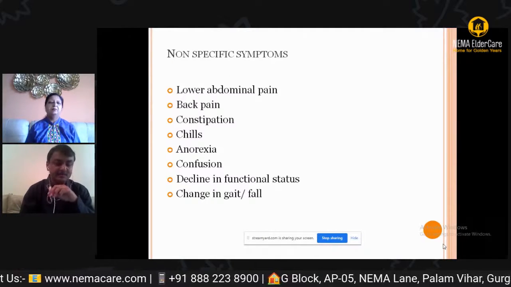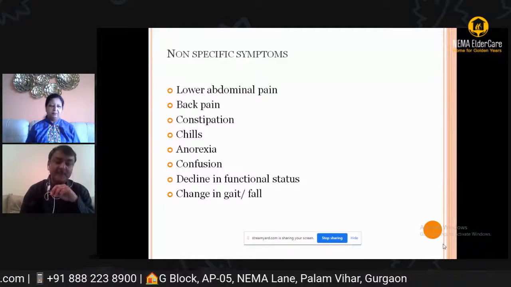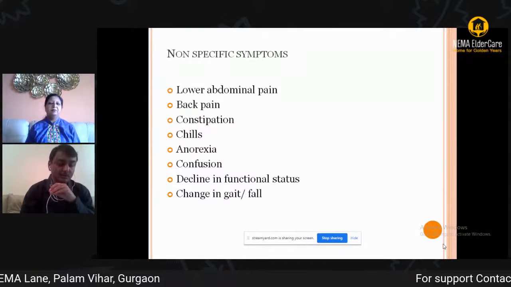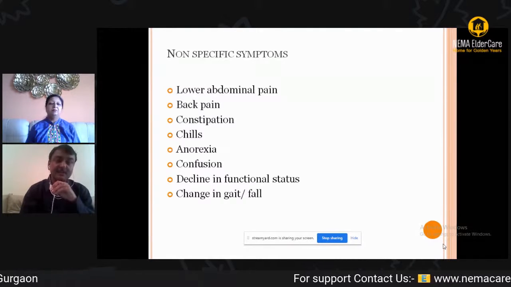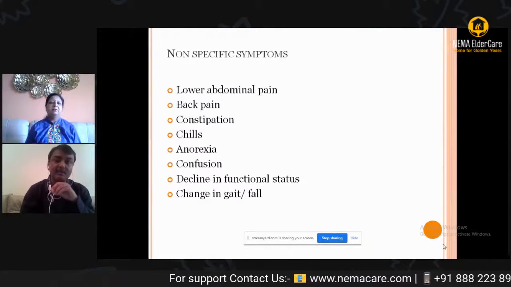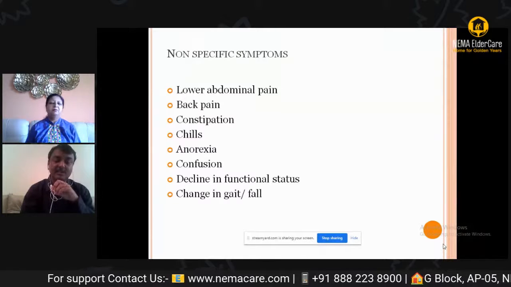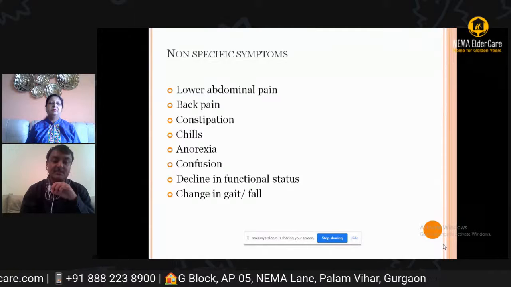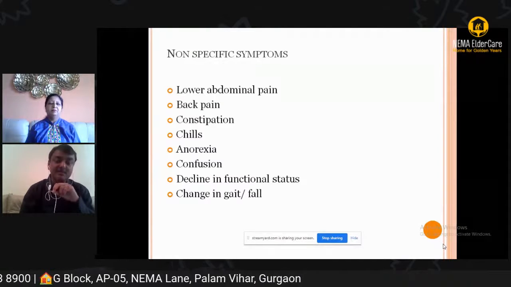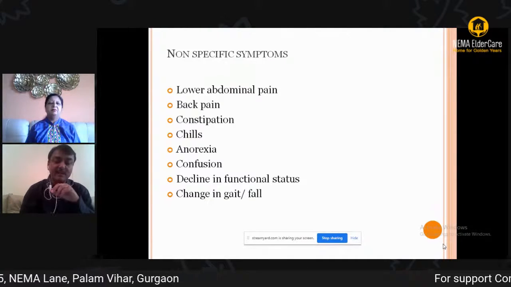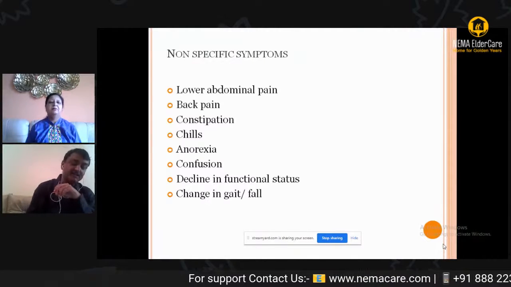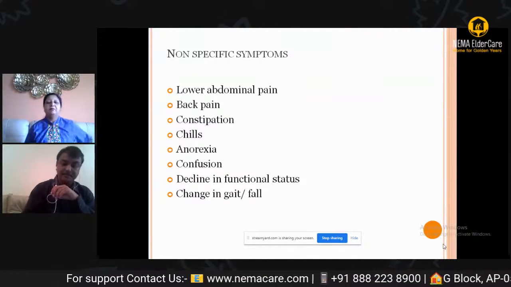All these symptoms are indicative of an infection somewhere in the body. And as I've already told you, urinary tract infection is a very common infection in the elderly population. So when we evaluate these symptoms, in many patients it has been found that they have an underlying urinary tract infection, which is presenting as these non-specific symptoms.